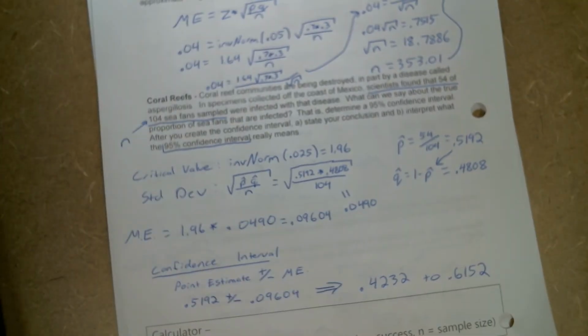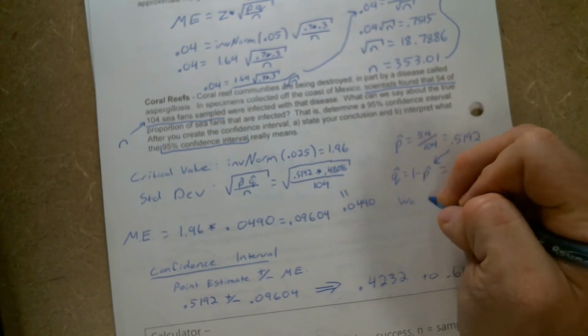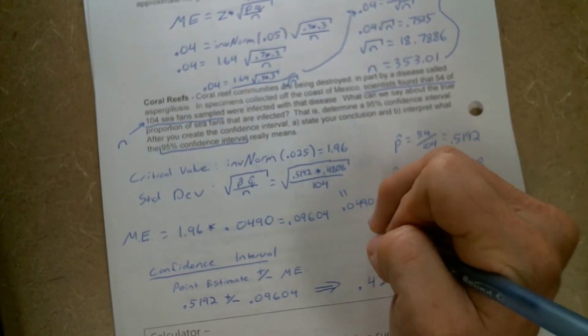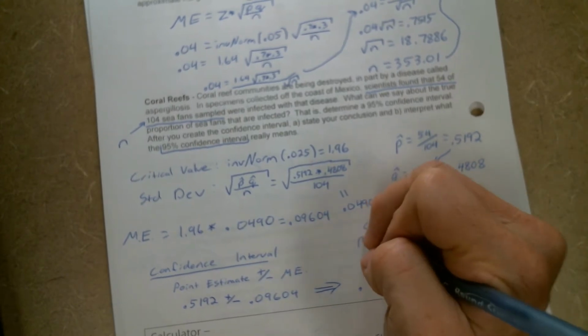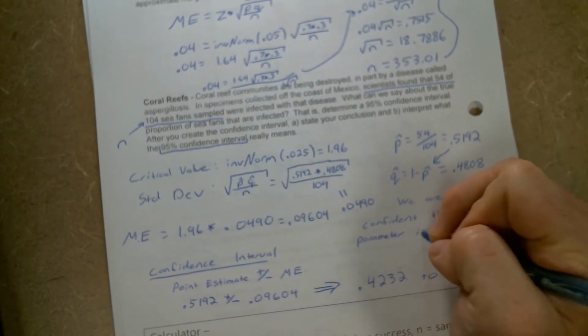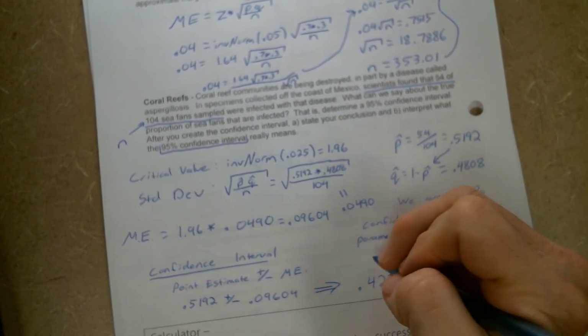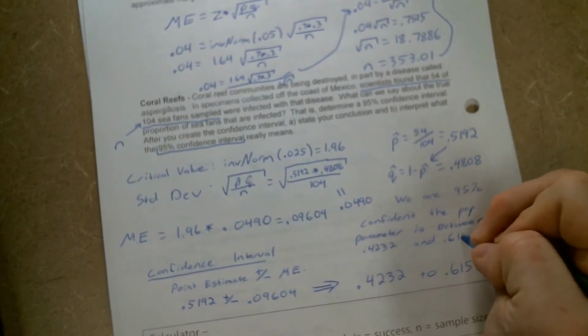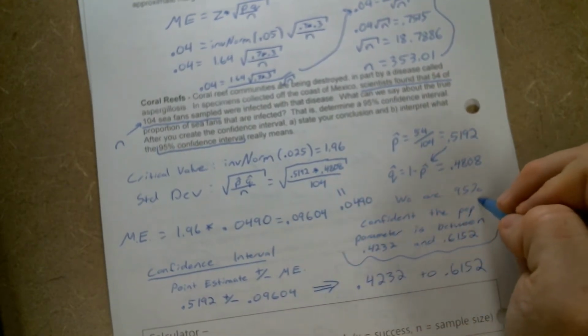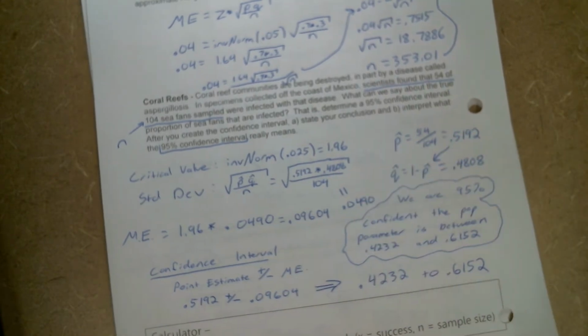So the sentence we would generally write is, we are 95% confident the population parameter is between 0.4232 and 0.6152. All right. And again, that 95% confident is basically saying, hey, if we did this process over and over and over again, 95% of the time, we would end up with an interval that contains the true value. Right? Not every time. 5% of the time we wouldn't, but 95% of the time, we would get an interval that contains the true value.